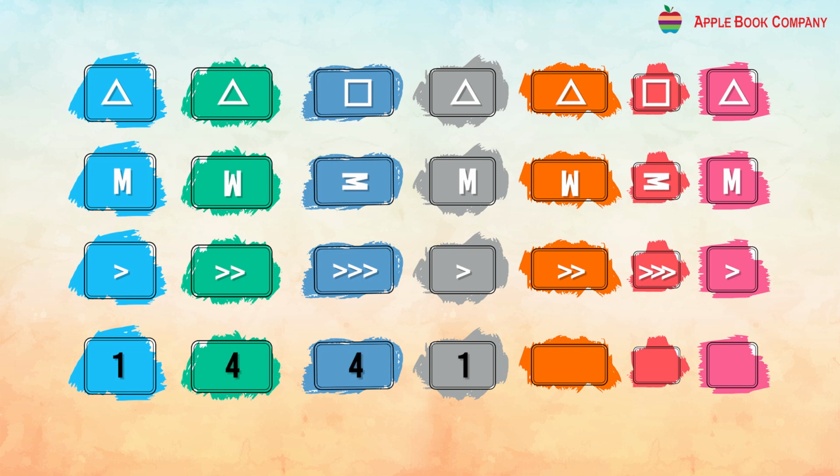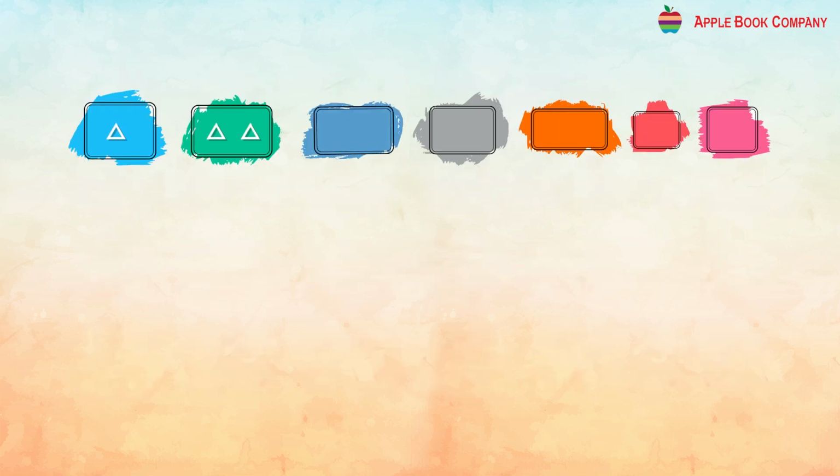1, 4, 4, 1. 4, 4, 1. That is a pattern. One triangle, two triangles, three triangles. Followed by one triangle, two triangles, three triangles. Followed by one triangle. This is a pattern.